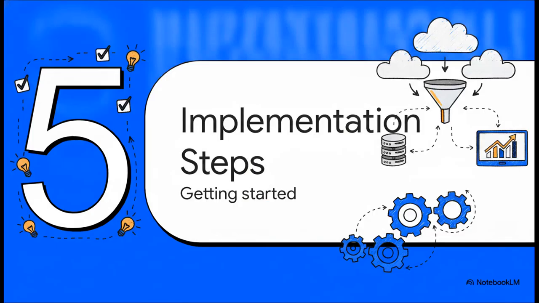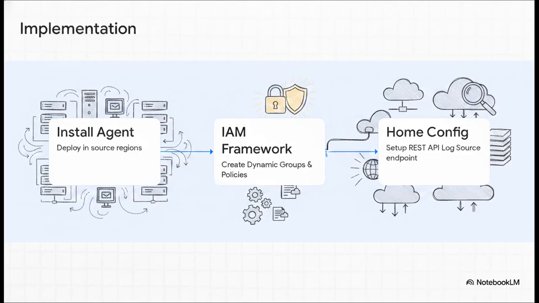Finally, Section 5, Practical Steps for Implementation. Getting started. All right, theory time is over. Let's give you the practical steps to actually set this up today. Implementing this blueprint happens in 3 phases. First, install the management agent on VMs in your source regions. You can do this standalone or via Oracle Cloud Agent.